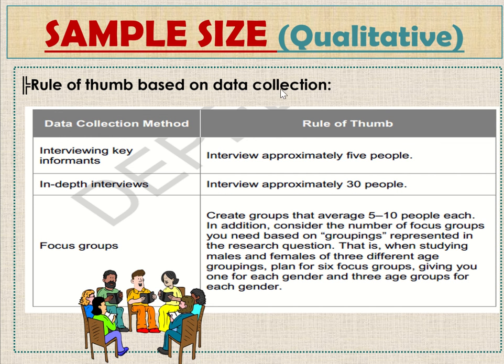Rule of thumb naman based on data collection. Ito yung ating mga data collection methods, interviewing key informants. Rule of thumb, you interview approximately 5 people. For in-depth interviews, interview approximately 30 people. And then for focus group discussion, FGD, create groups that average 5 to 10 people each. In addition, consider the number of focus groups you need based on groupings represented in the research question. That is, when studying males and females of 3 different age groupings, plan for 6 focus groups, giving you 1 for each gender and 3 age groups for each gender.